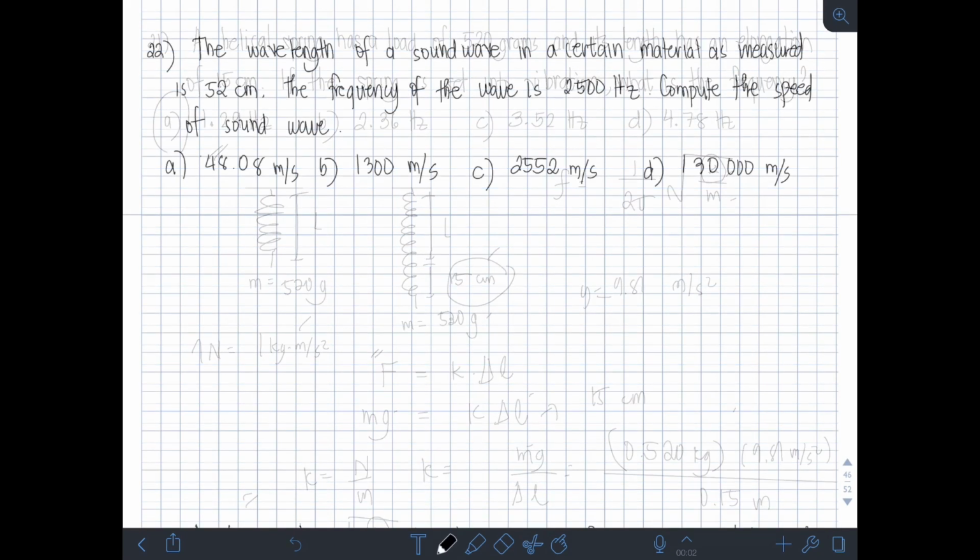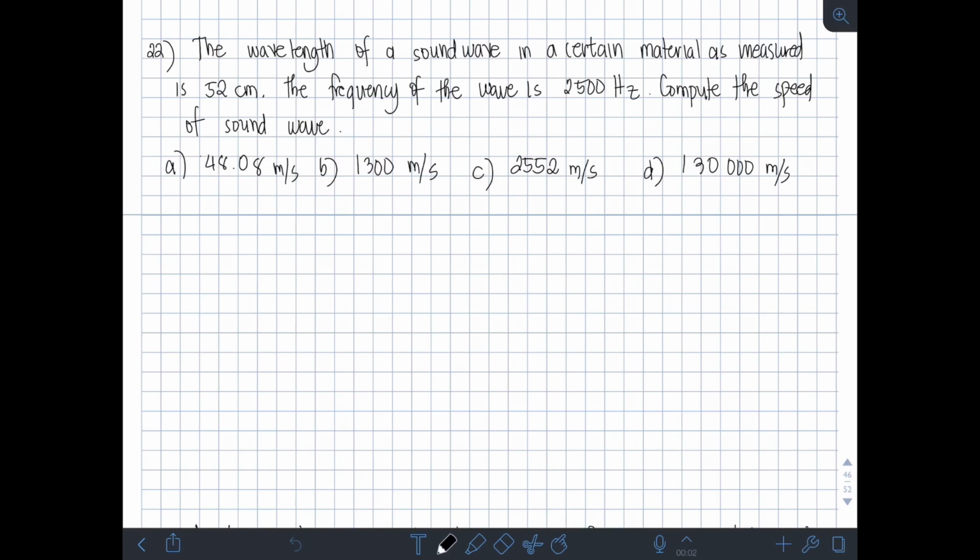Okay? Next, we have the wavelength of a sound wave in a certain material as measured is 52 cm. The frequency of the wave is 2,500 Hz. Compute the speed of sound wave. So, ano raw yung speed ng sound wave with wavelength na 52 cm at frequency na 2,500 Hz or 2.5 kHz. So, meron lang tayong formula dito, right? Velocity is equal to wavelength times frequency.